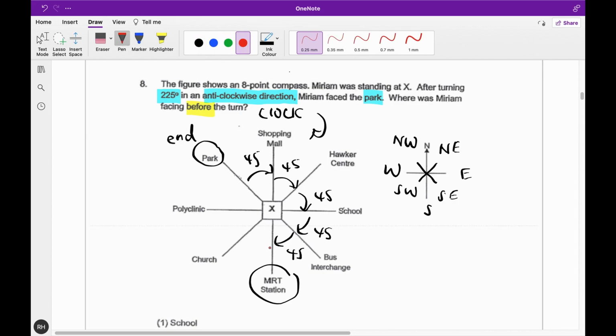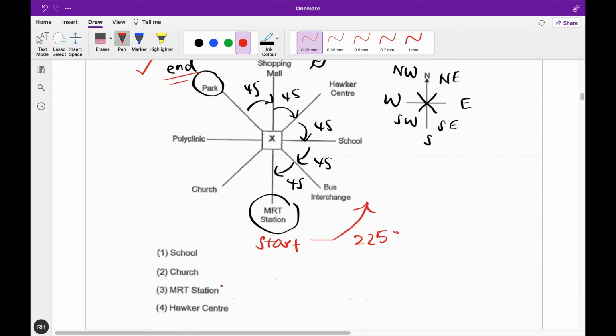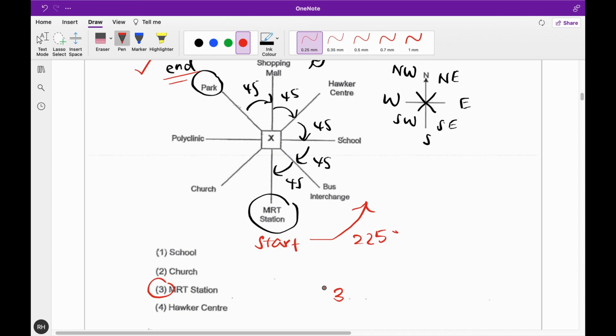Let's just double check. So let's say you start here and then you make 225 anti-clockwise. It means you are turning in this direction by 225 degrees. So we will calculate 225 degrees and we'll end up at the park. So the answer is correct. The answer will be MRT, option 3.